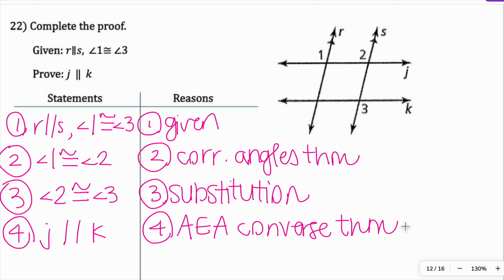Okay, that'll conclude our quiz review for Unit 3 so far on proving lines parallel.